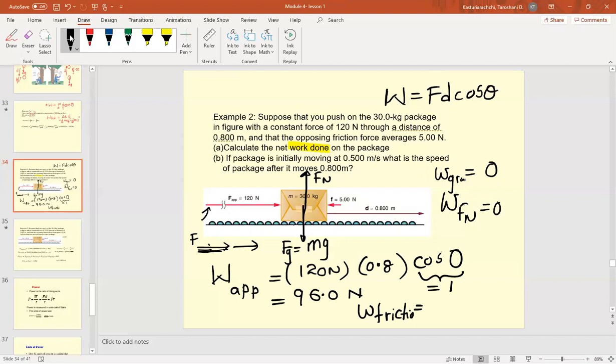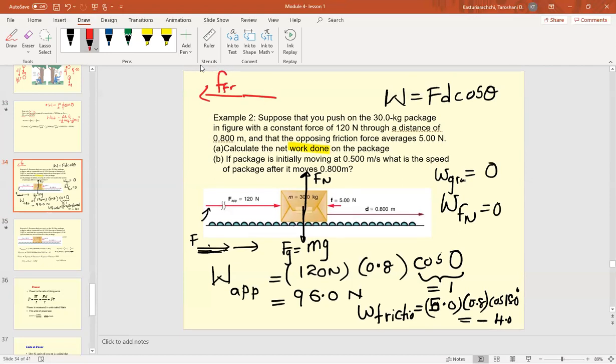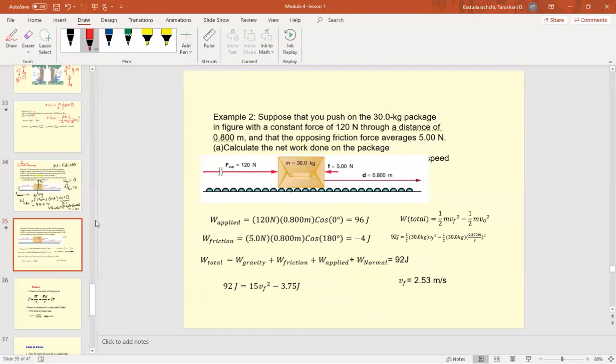Work done by friction: the frictional force is 5.0, and d is 0.8. What is the angle? Cosine 180, so that gives you negative 4. Why cosine 180? Because the frictional force is this way and the box is moving to the right. I'm looking at this angle. I put in the numbers, and for the total work done you end up with 92 joules.